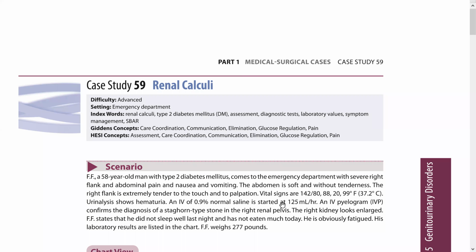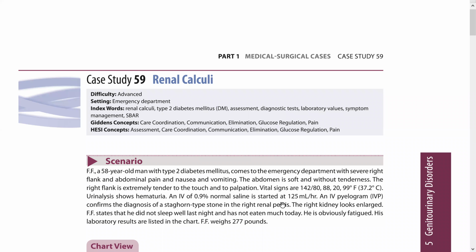Okay, there we go. All right, so we have a 58-year-old guy, type 2 diabetes, comes to the emergency department with severe right flank and belly pain with nausea and vomiting. Belly is soft without tenderness. The right flank is extremely tender to touch and to palpation. Vitals are written, so 142/80, heart rate's 88, respirations are 20, and he's sitting at 99%.